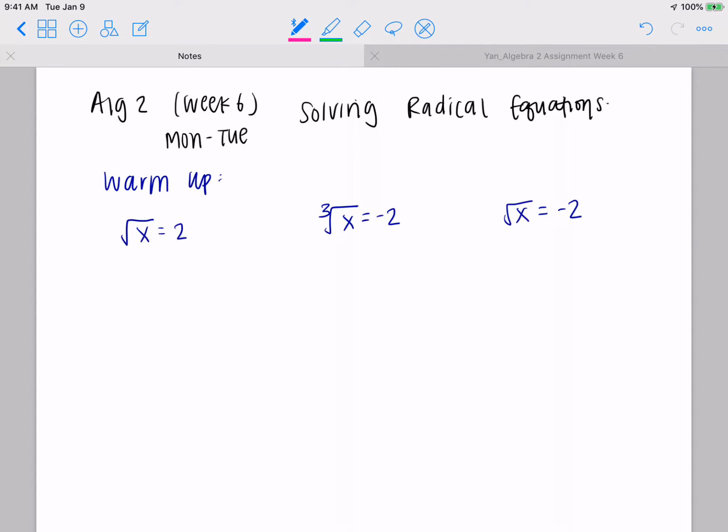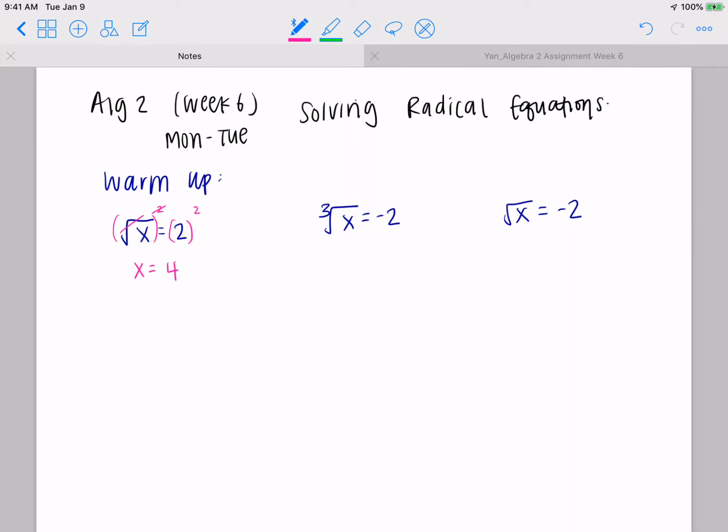If I have to solve for x for the first question, I have to get rid of the square root, right? Remember, to get rid of the square root, you have to do the opposite of it, which is square. And if I square the left, I have to square the right side as well. Then the square and the square root cancel out, and I'll be left with x equal to 4.